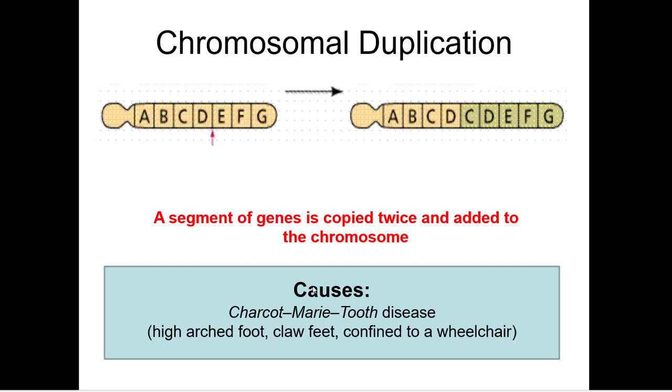And the cause, or what we see come out of that, is called Charcot-Marie-Tooth disease, which is where you would have a high arched foot, claw feet, and be confined to a wheelchair. So that affects really their mobility, the way their legs develop, their feet. It causes so many different issues with how your body grows.